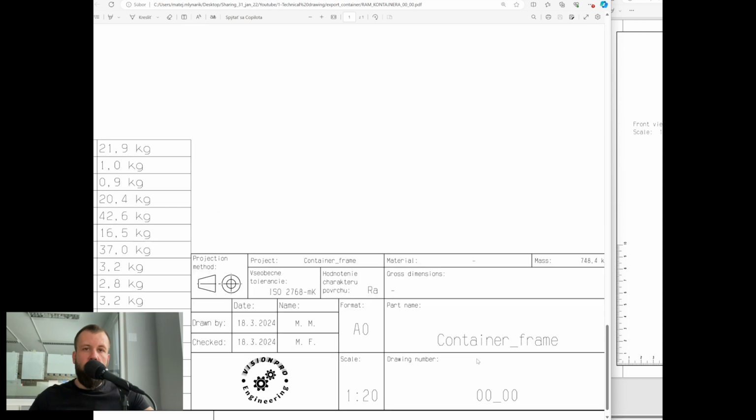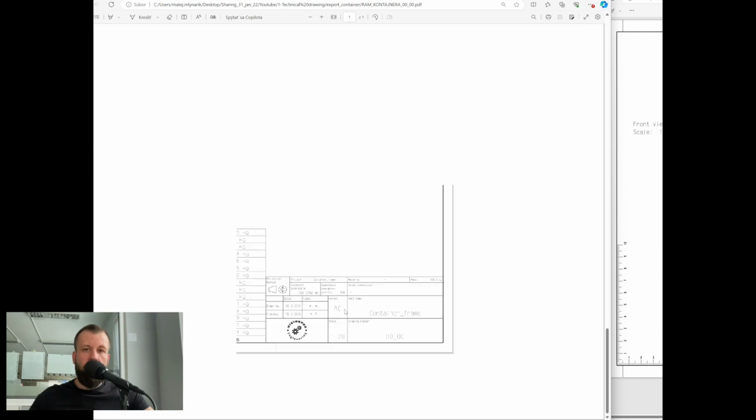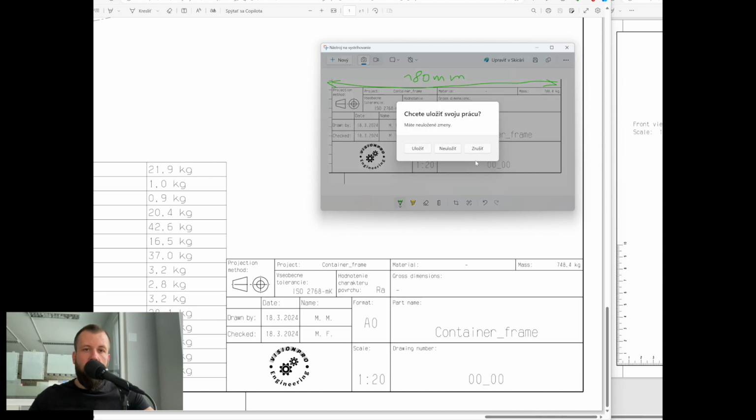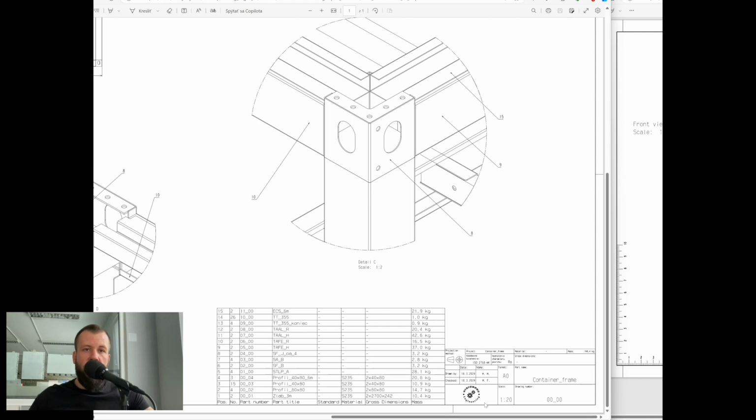Title blocks shall be placed in the lower right-hand corner of the drawing. The right margin of the sheet is 10 mm wide. The width of the title block should be 180 mm, and we will be using the same title block on all drawing formats.